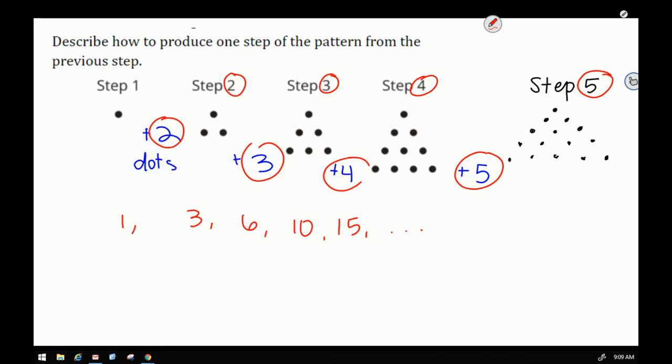Okay. Since I'm not adding the same thing every time, it's not arithmetic. I'm not multiplying by the same thing every time, so it's not geometric. So this is what's called a neither sequence. Neither, neither, however you like to say it.